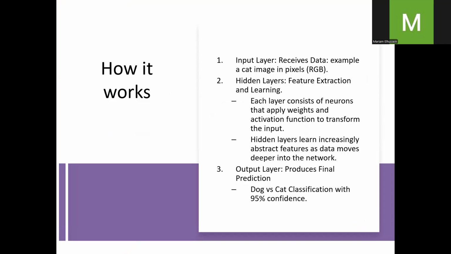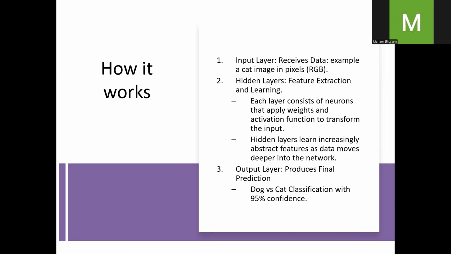So how does it work? We have an input layer, again, consisting of multiple neurons. The input layer will receive the data. For example, in image processing, receiving an image of a cat, and we want to recognize whether it's a cat or not, which is a classification problem. And then we will have multiple hidden layers. These will work on feature extraction, learning from the data that you've provided.